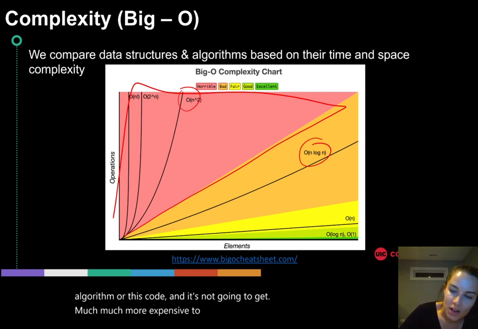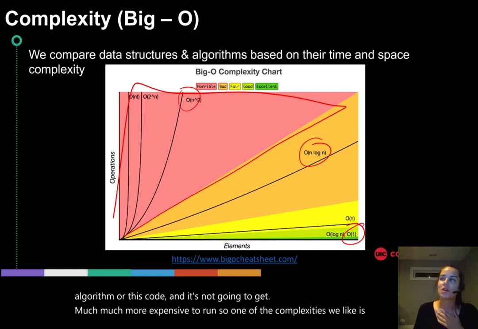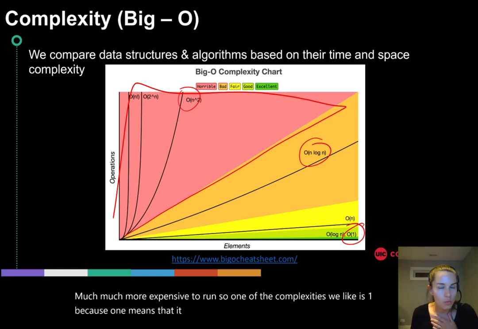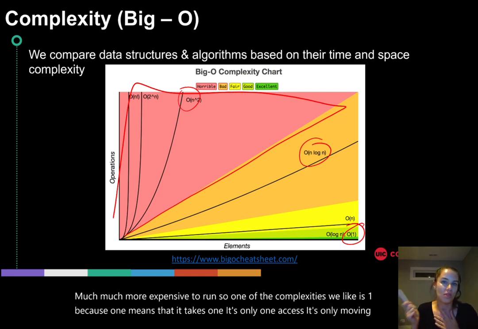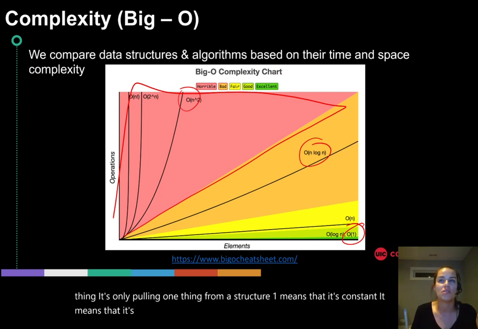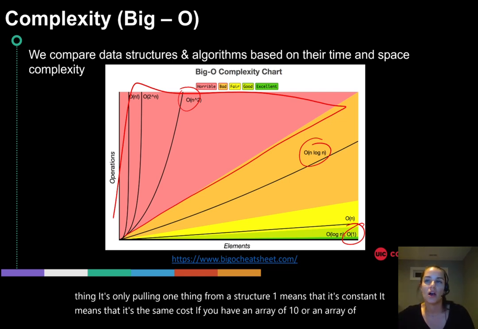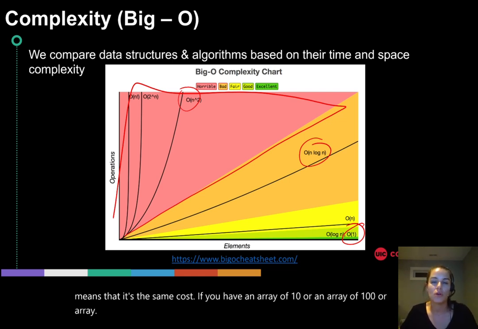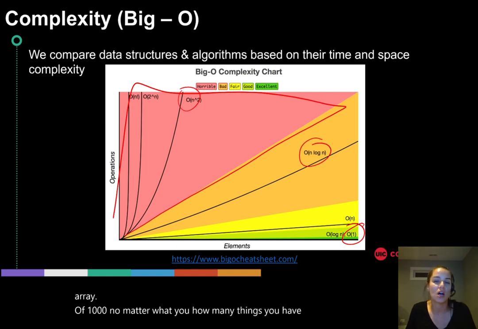So one of the complexities we like is O(1), because O(1) means that it takes one. It's only one access. It's only moving one thing. It's only pulling one thing from a structure. One means that it's constant. It means that it's the same cost if you have an array of 10 or an array of 100 or an array of 1,000. No matter how many things you have in it, the cost is constant for that operation.